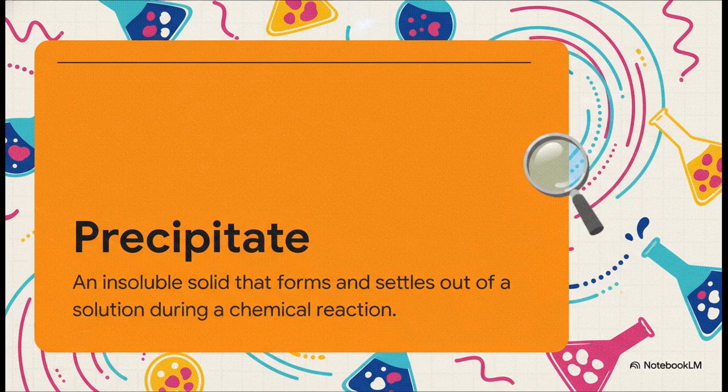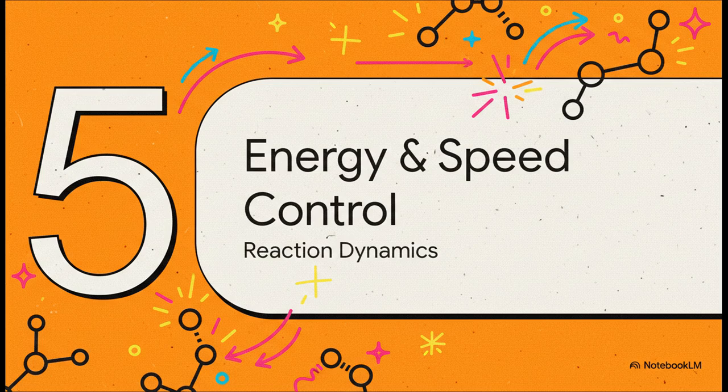Hey, remember earlier when we said one of the signs of a reaction was a solid forming? Well, that solid has a name. It's called a precipitate. It's just an insoluble solid that kind of appears out of nowhere and falls to the bottom of the liquid. You see this happen a lot in those double displacement reactions. We're on the home stretch.